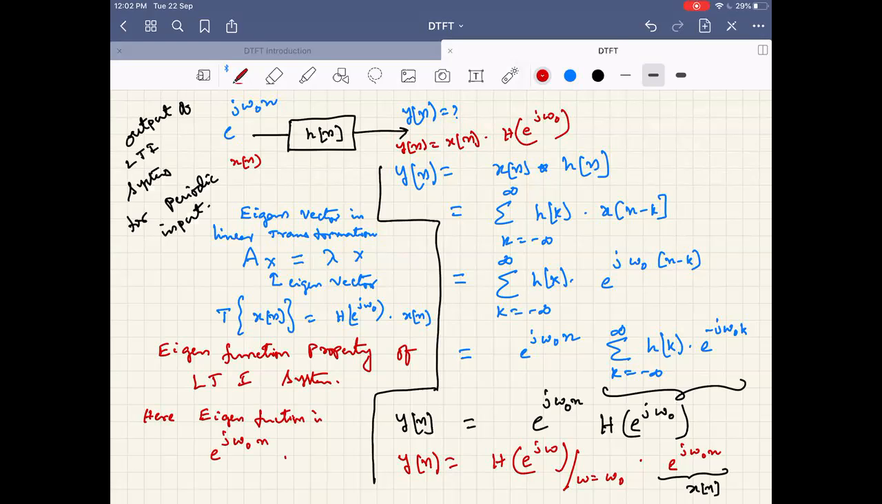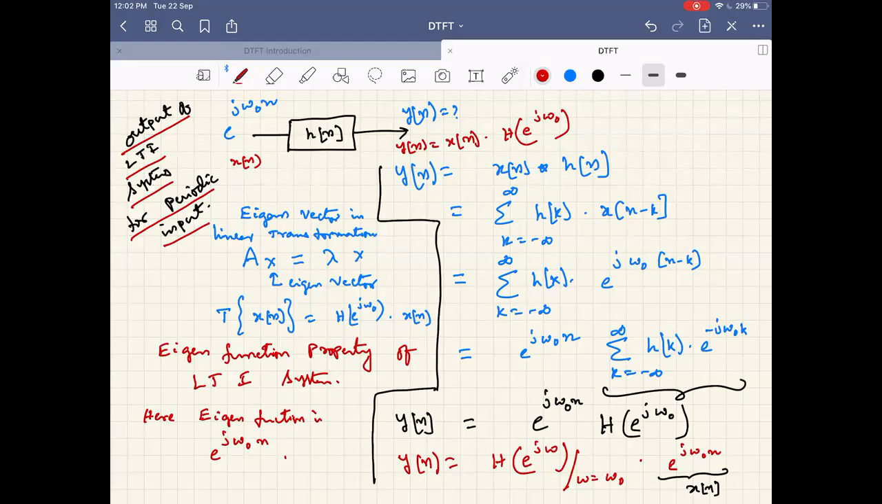So if I give e power j omega naught n, I can directly write the output as e power j omega naught n into H of e power j omega at omega equal to omega naught. This is a very useful property for finding the output of LTI systems for periodic inputs. Here we have demonstrated it with one periodic input, but in general it is applicable for finding the output of LTI systems for any periodic input. We'll see in the subsequent discussion.